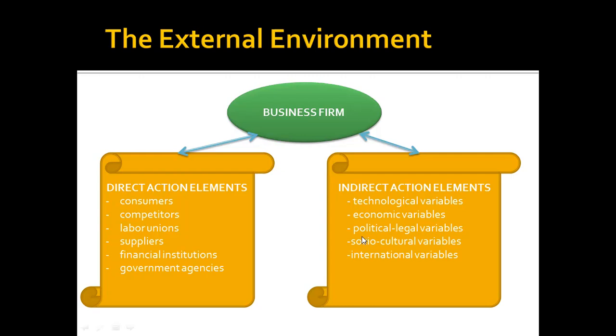Next, we have political legal variables. This consists of laws and regulations promulgated and implemented at the local, national, and international levels. Also included in this element are individuals and organizations that attempt to influence the political or legal environment. Okay.